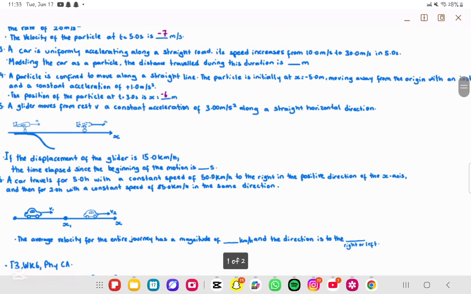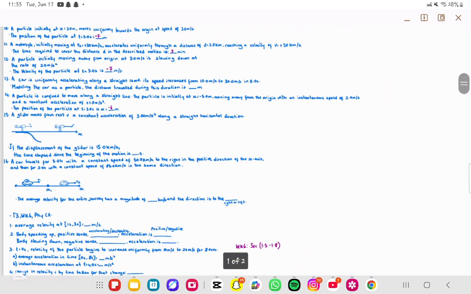A particle is confined to move along a straight line. The particle is initially at x minus 5 meters. This is x initial, moving away from the origin with an instantaneous speed of 2 meters per second. So this is the velocity. And the constant acceleration of this is the acceleration. They want the position of the particle at time 3 seconds. So we have acceleration, x initial, velocity initial, and the time.